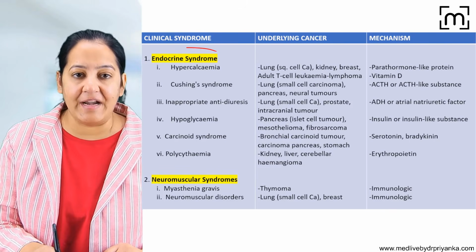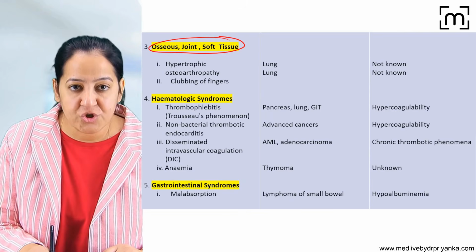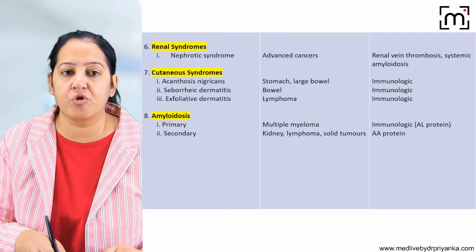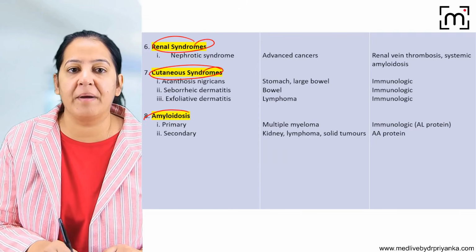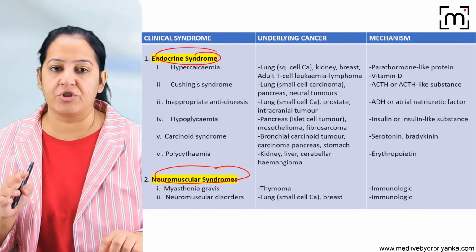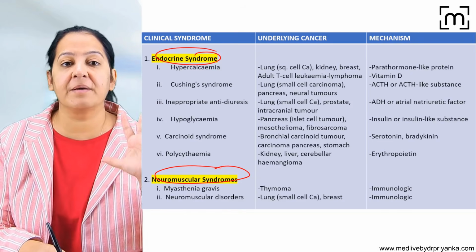There are certain endocrine syndromes, neuromuscular syndromes, osseous, joint and soft tissue related syndromes, hematological syndromes, gastrointestinal syndromes, renal syndrome, cutaneous syndrome and amyloidosis. So if you are preparing for your second Prof university exams of pathology, you should learn a few examples in each category. The most important among them is endocrine.